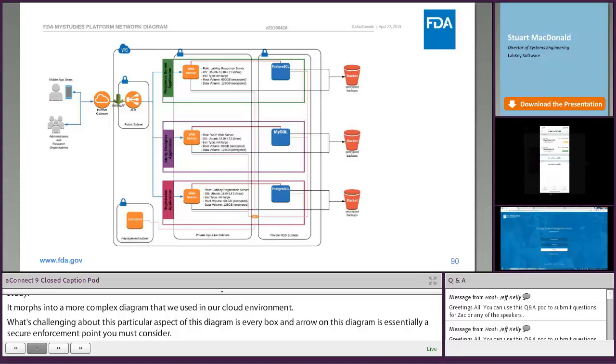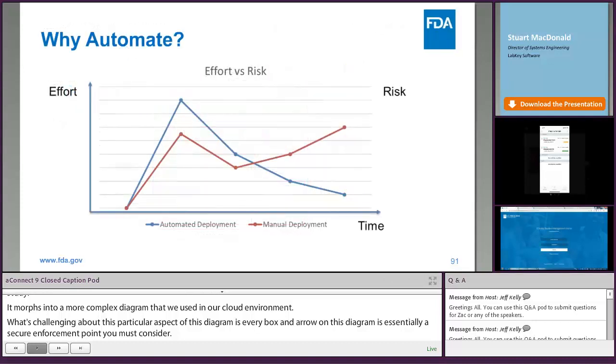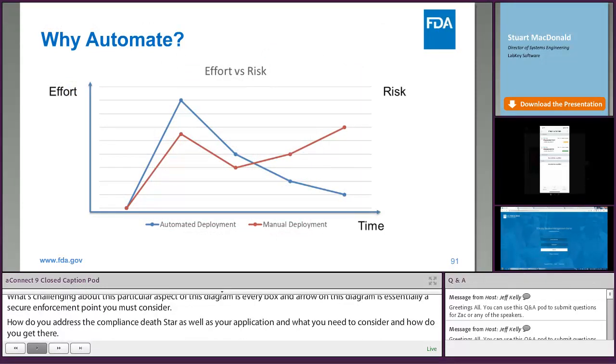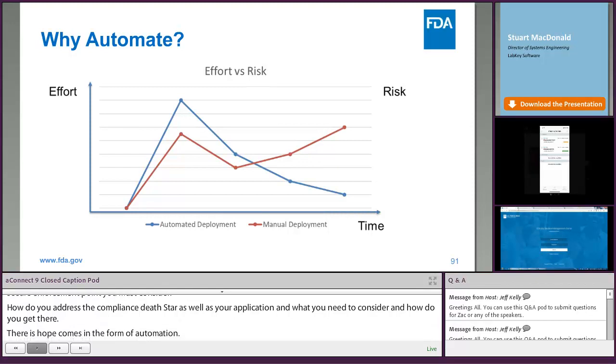Well, there's hope. And that hope comes in the form of automation. So as LabKey built out the MyStudies platform, it became clear to us that while it was possible to deploy the environment manually, if we did that, it would be increasingly burdensome to maintain that environment over time. So we considered automation.